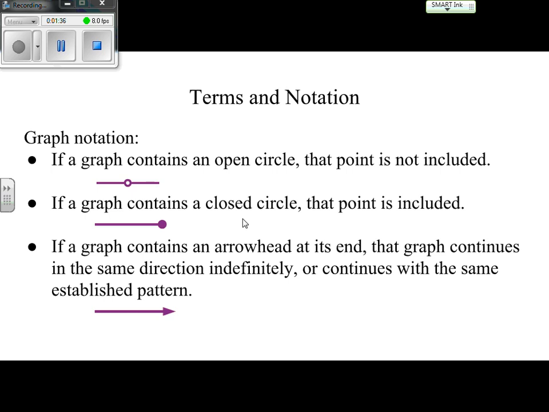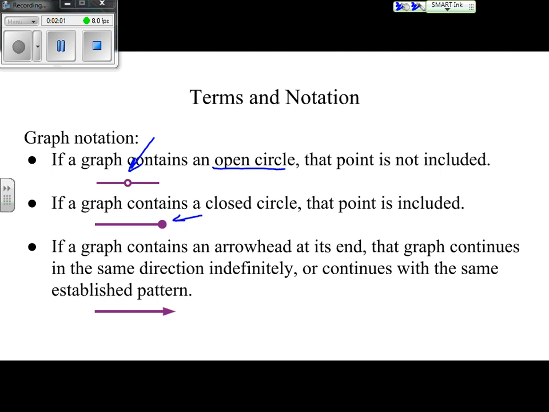A little bit of review notation before we get on to our examples for today. If a graph contains an open circle, and we see that right here, that point is not included as part of the actual graph. It's essentially skipping over that point. And then if a graph contains a closed circle, that means we do include that point. It's equal to that, it contains it.